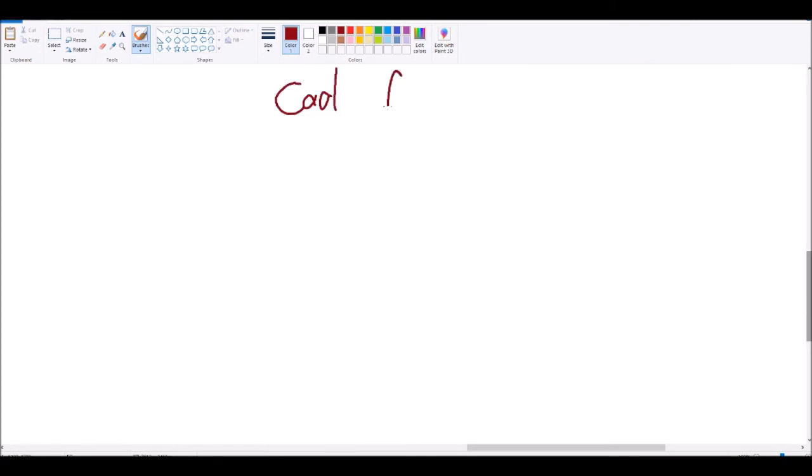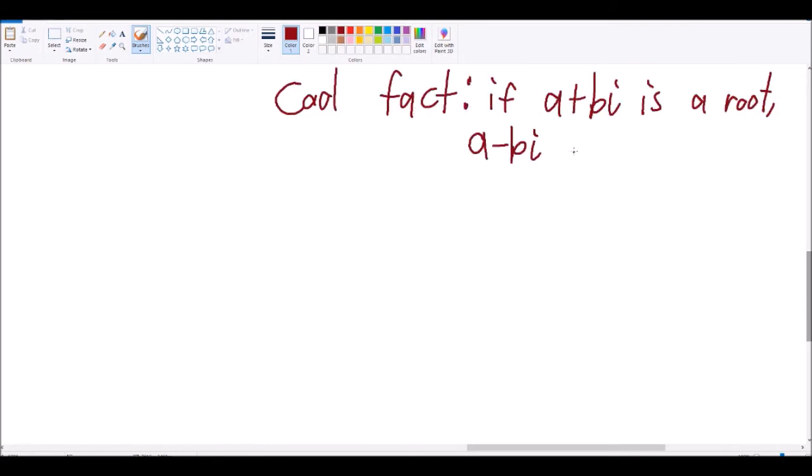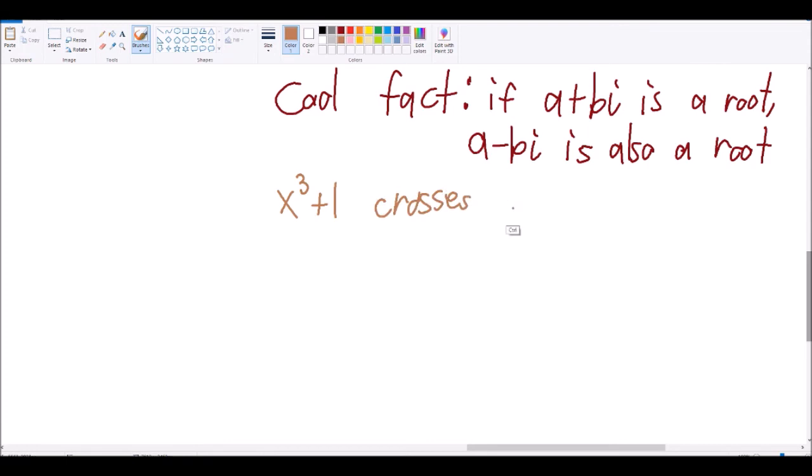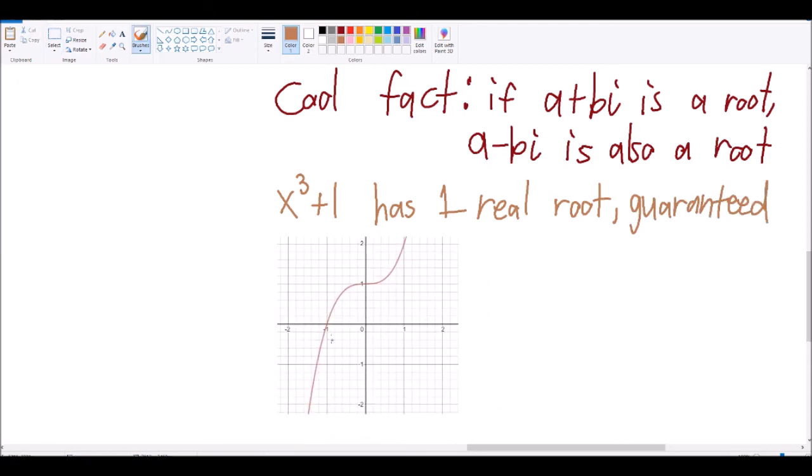A cool thing about polynomials is that if you found one complex root, its complex conjugate is also a root, which means that for a function like x cubed plus 1, it has to cross the x-axis for one real root, and then the other 2 can be imaginary. And that's exactly what we see when we graph it. It crosses the x-axis at x equals -1.